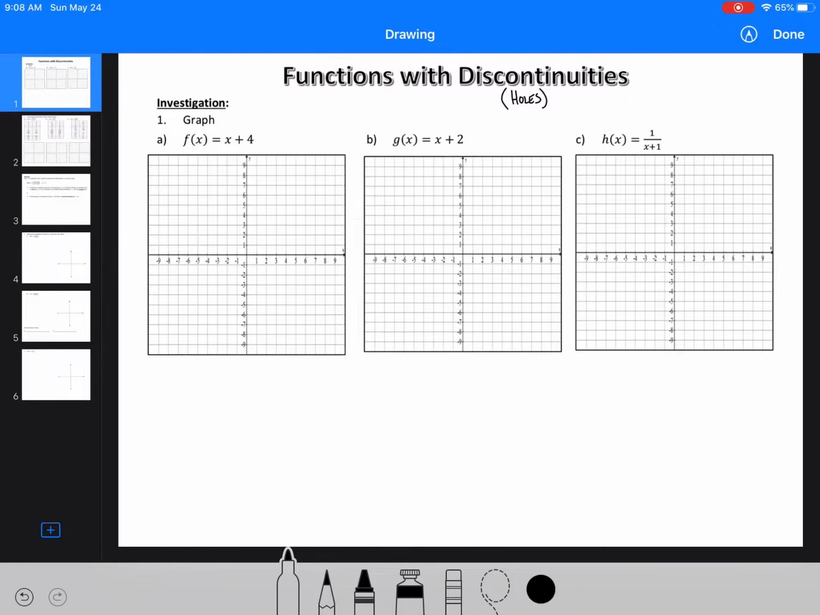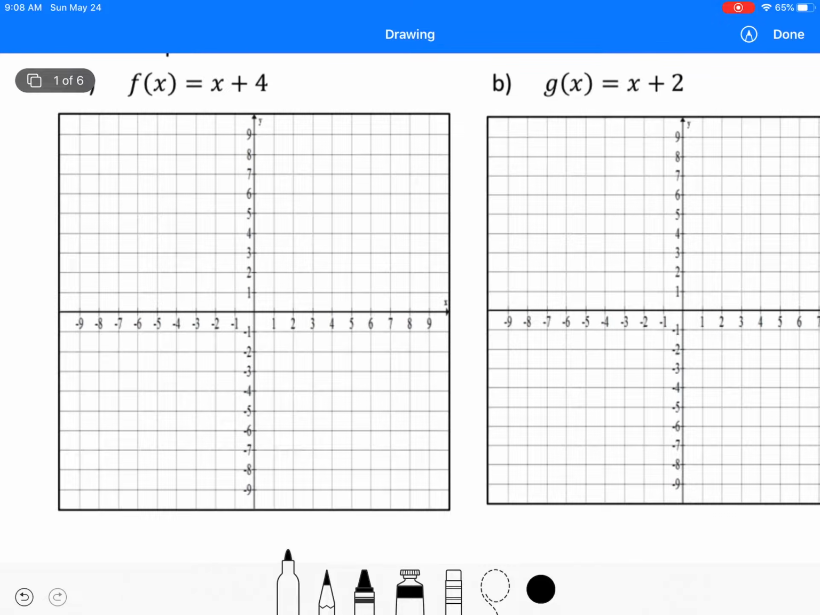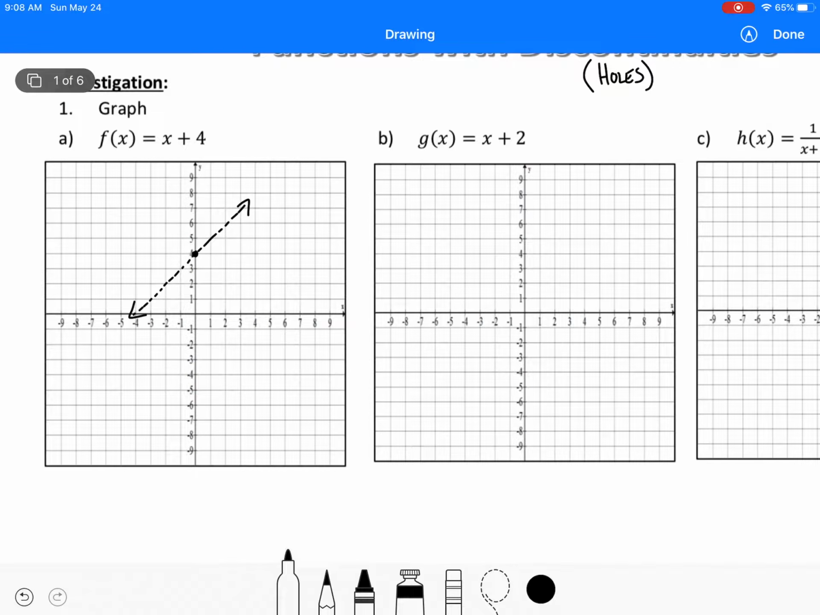Okay, so first thing, what we're going to do is quickly graph these functions here. The reason we're doing this is because a lot of the graphs will end up like this. So the first one has a slope of 1, so the graph's going to look something like that. Here we've got x plus 2, again the graph's going to be something like that. Slope of 1 over 1, just going up.